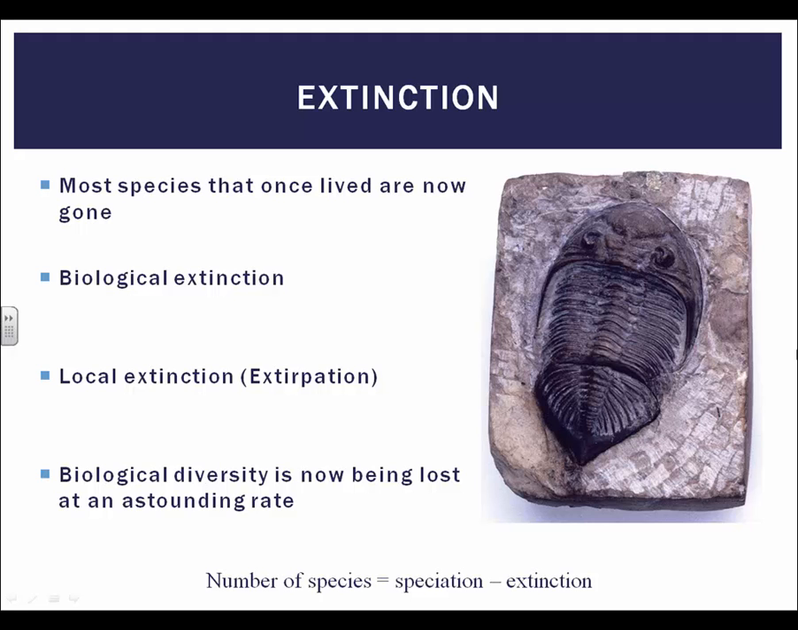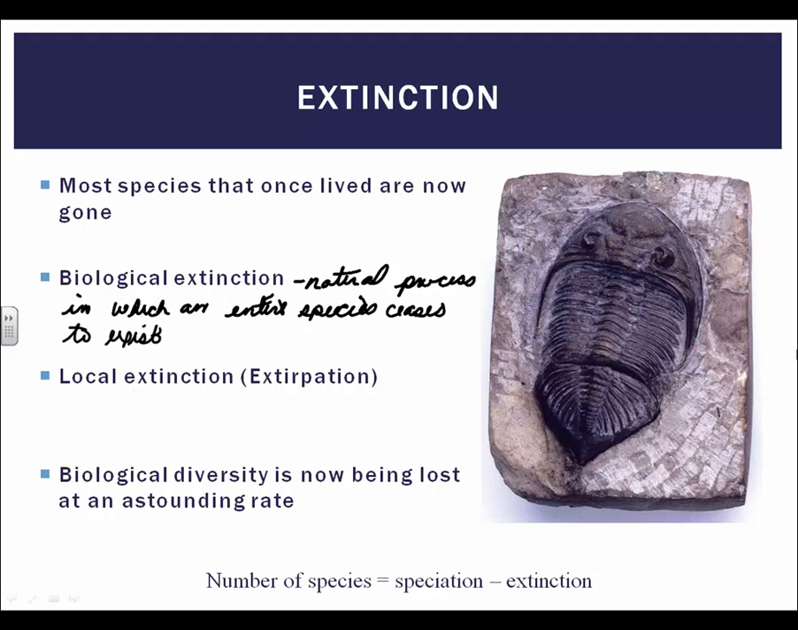It says most species that have once lived are now gone. And biological extinction is a natural process in which an entire species ceases to exist. So it's disappearance of species from Earth. So species last about 1 to 10 million years. Not very long, 1 to 10 million years.